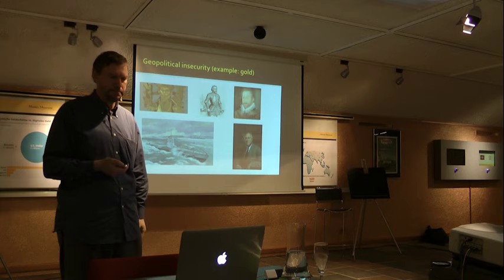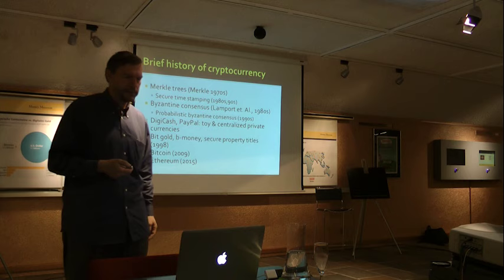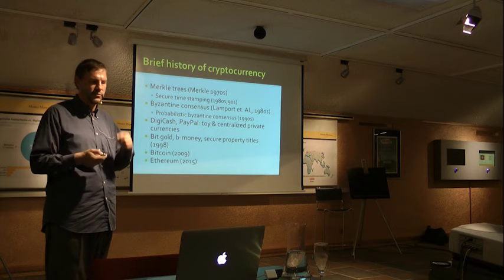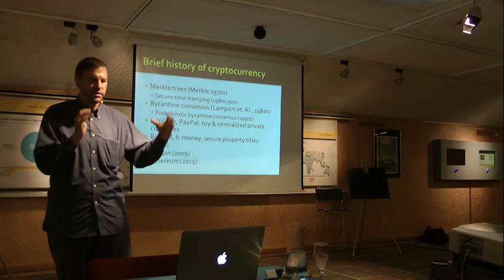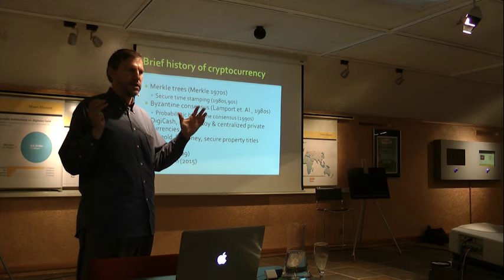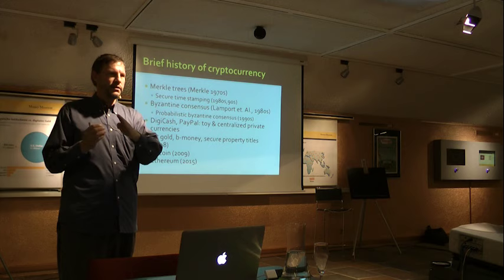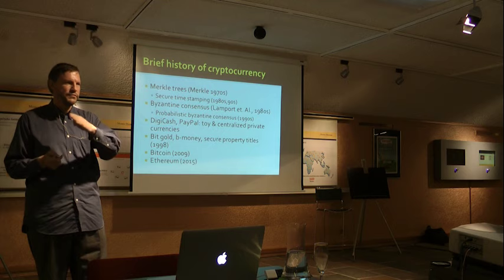So let's talk about cryptocurrency a little bit. Merkle Trees: Ralph Merkle in the 1970s, along with co-inventing public key cryptography, came up with the idea of chaining hash functions together to form trees, and a variation on this is secure time stamping, so that you can get a specific order of things coming in, each one stamped after another. So you have a partial order, you always know something in the tree came in before something after it.